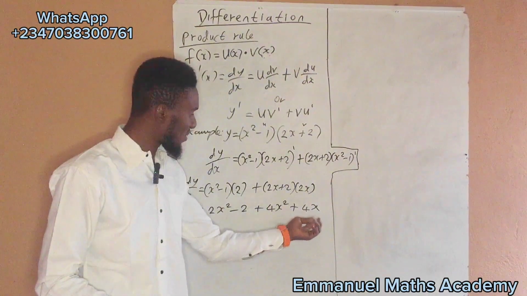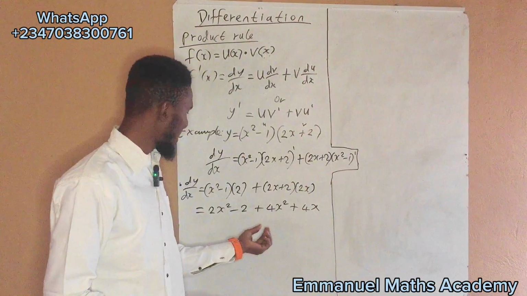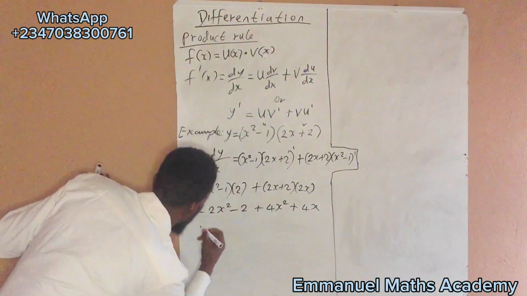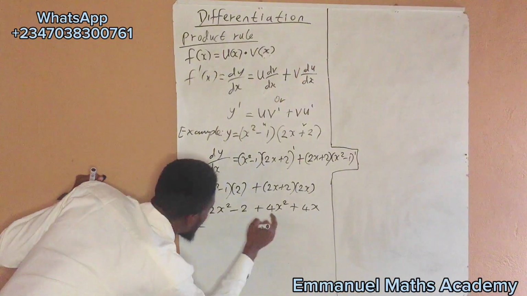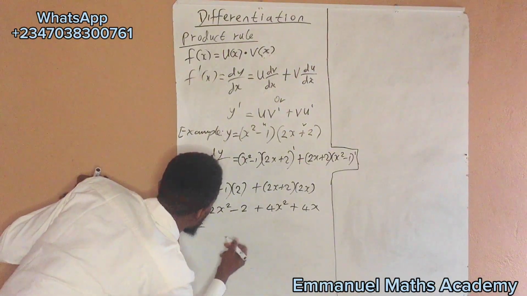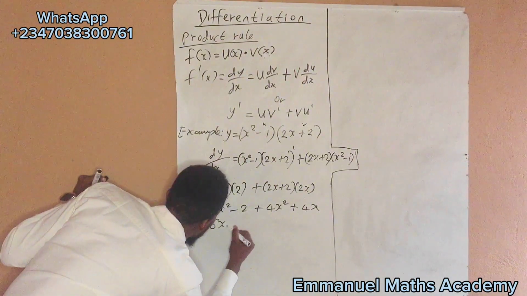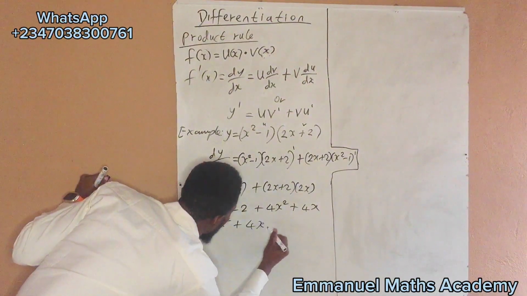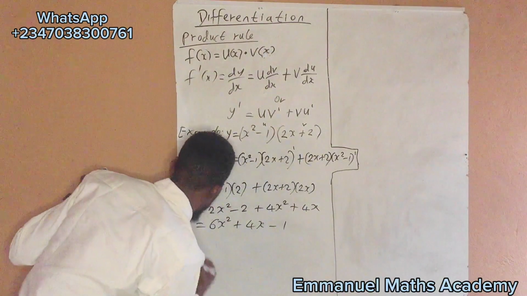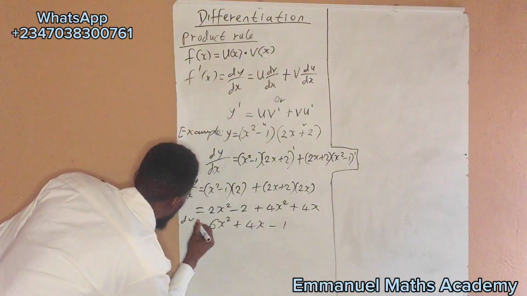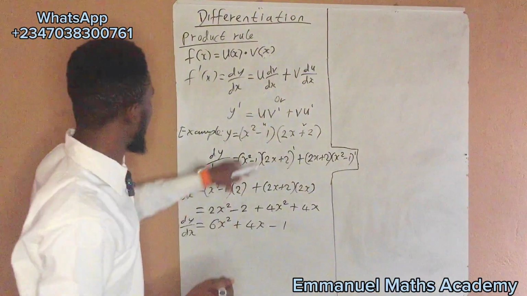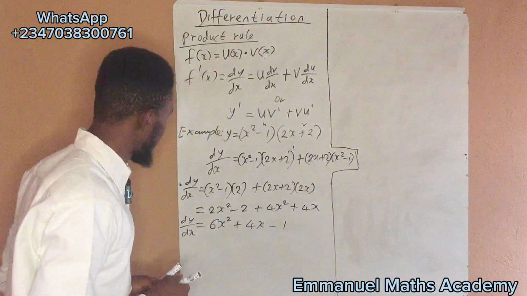You look for the one that has only one term, x, you bring them together, and also the numbers. Now, collection of like terms will give you what? Simplifying further, you have 4 plus 2. 2 plus 4 will give you what? 6x squared plus 4x minus 2. Now, this is your dy/dx, the derivative of y with respect to x.